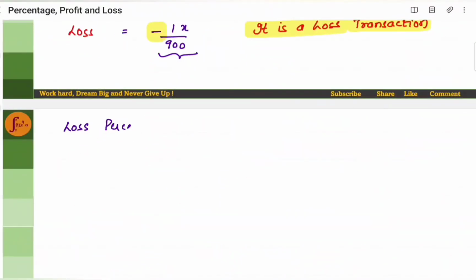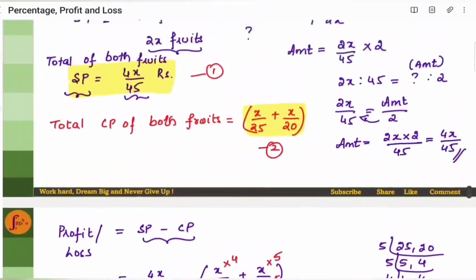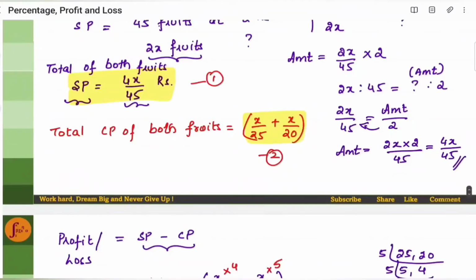So loss percent would be... What is the formula for loss percent? It is loss by cost price into 100. Loss is minus x by 900. That is nothing but x by 900. This is loss. Forget the negative sign. This negative sign indicates it's a loss. So we'll just consider x by 900. So x by 900 is the loss. What is the cost price? For the cost price, you have to take the total cost price. This entire thing. Let's simplify this.